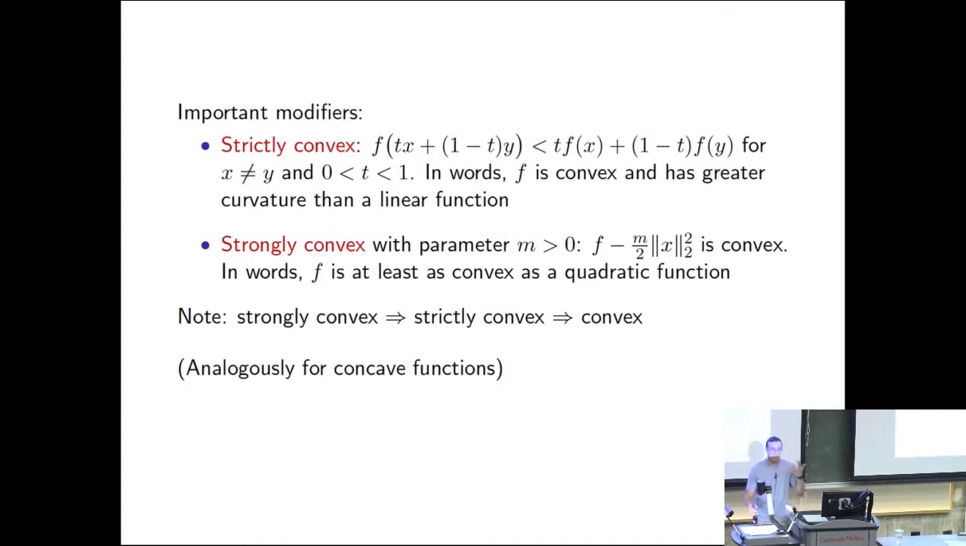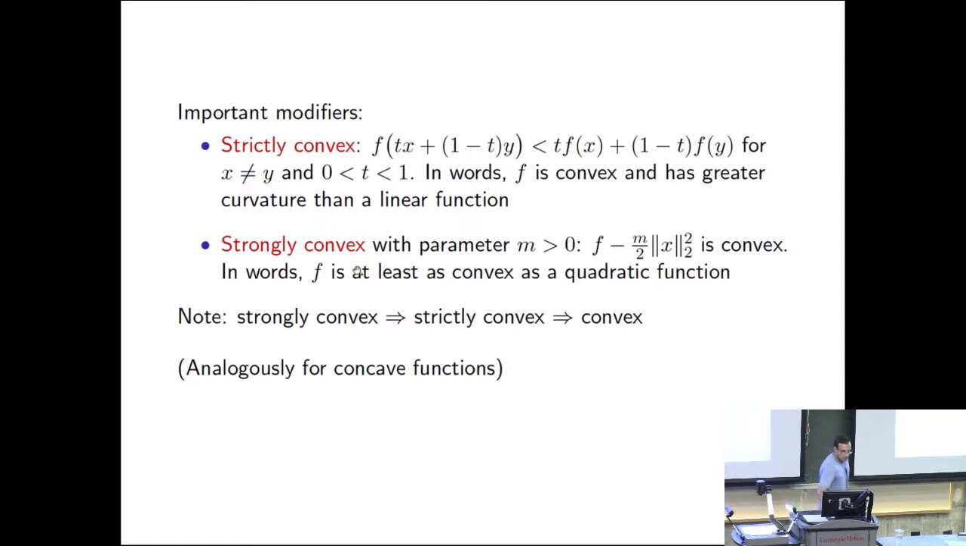So the way I think of strictly convex is that, I guess verbally I said at least as much curvature. That's not what I meant. It has more curvature than a linear function. So it's actually curved compared to a linear function. Somehow that's what this inequality means, at least intuitively.